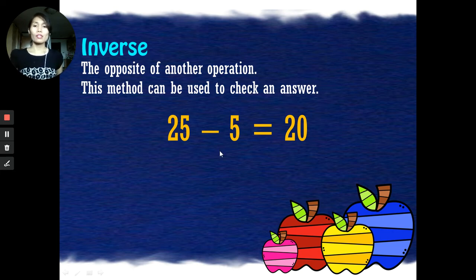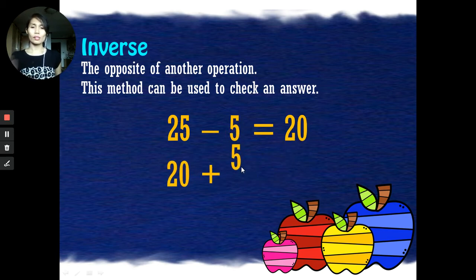All right. So in here, let's try to inverse this operation. The opposite of minus is plus. And so let's try 20 plus 5, or you can interchange it, 5 plus 20. The answer is still the same, equals 25.